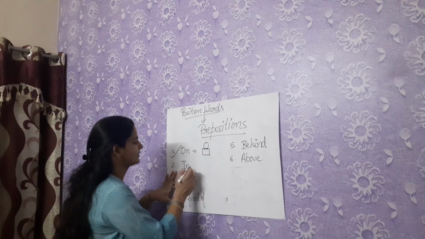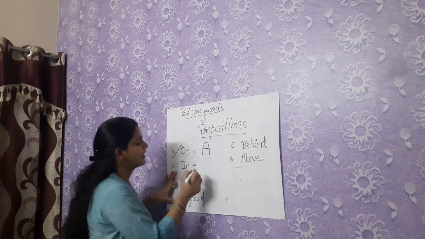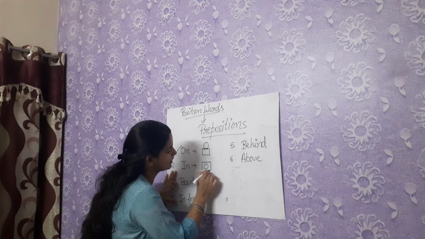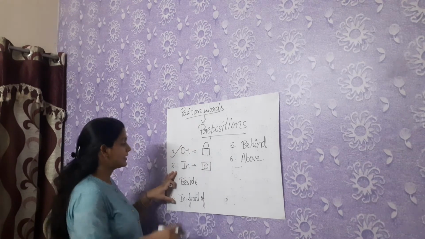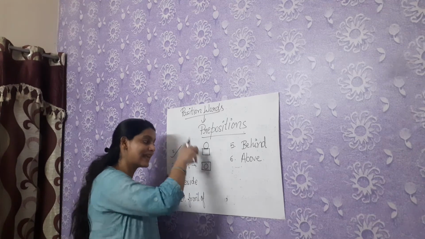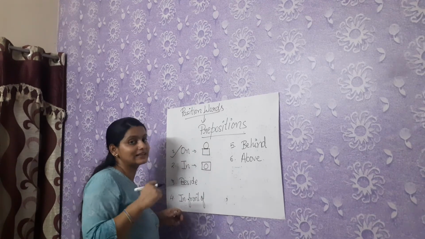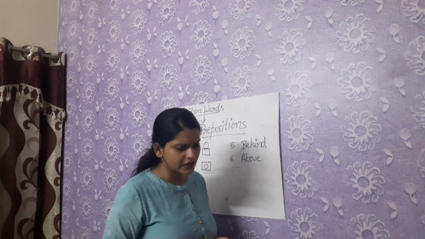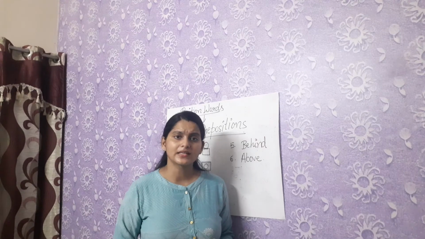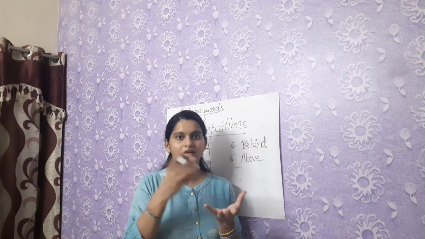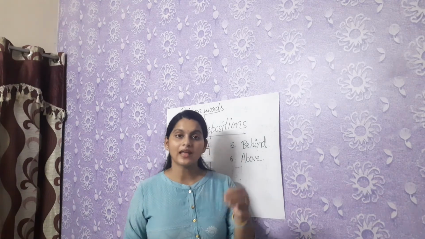The next one is in. If I put a ball inside the box, that means the ball is in the box. It is inside that box, so we use the word in. Let's take another example: the fruit is in the basket. That means it is inside that basket.